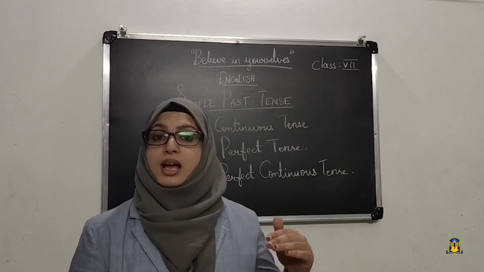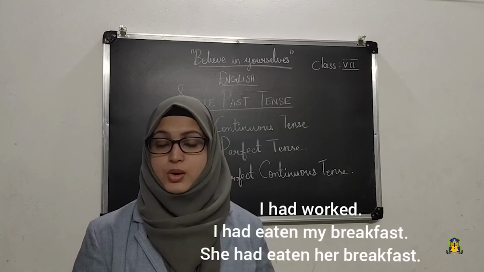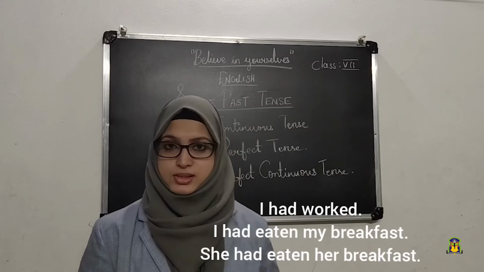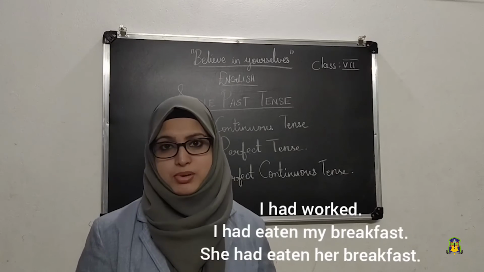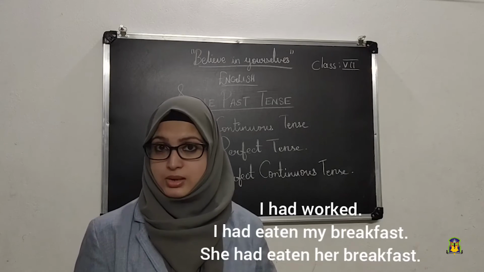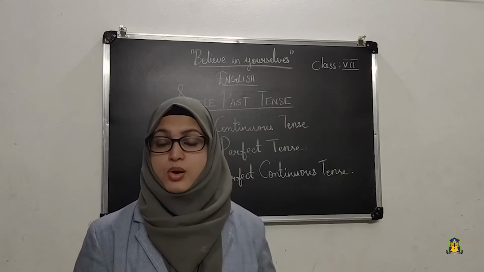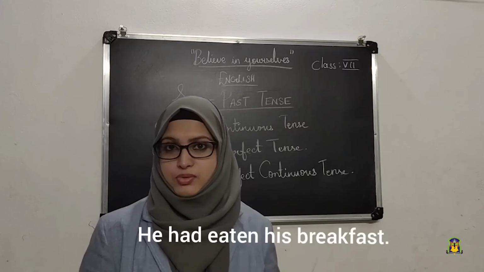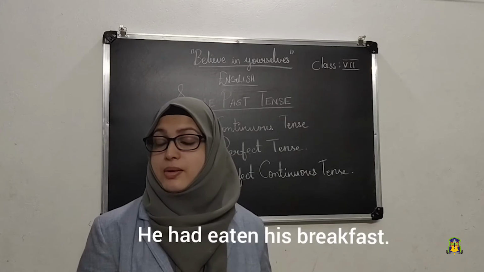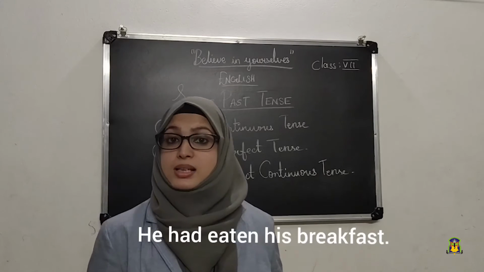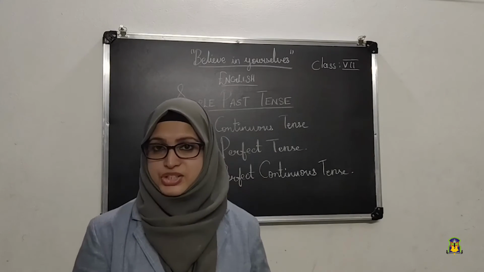For example, I had worked, or I had eaten my breakfast. If the subject is she, she had eaten her breakfast, or he had eaten his breakfast. Okay, so in this form we can use the past perfect tense structure.